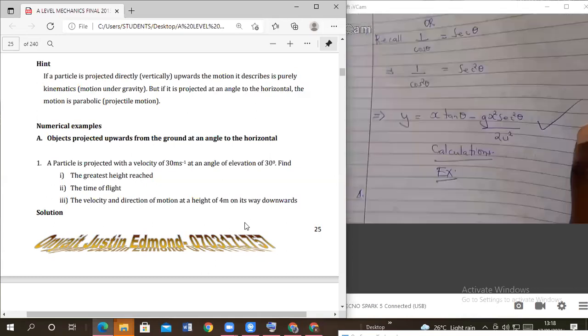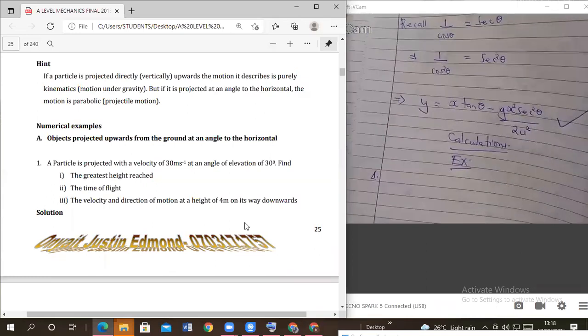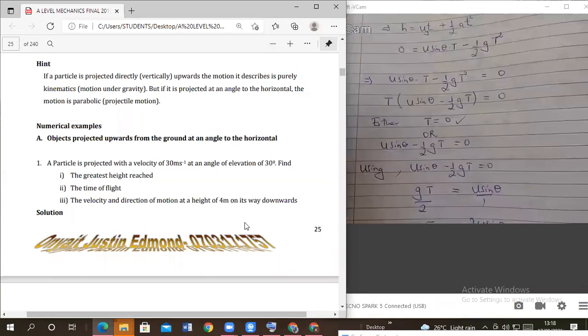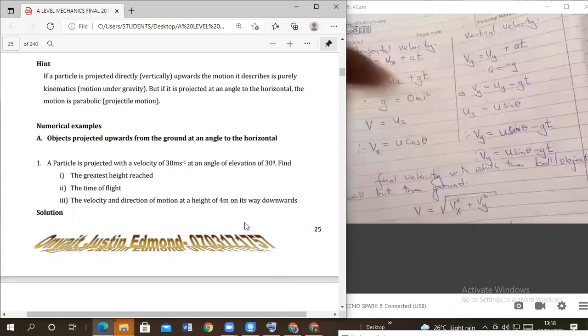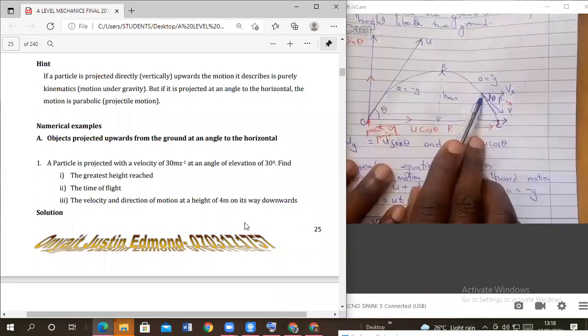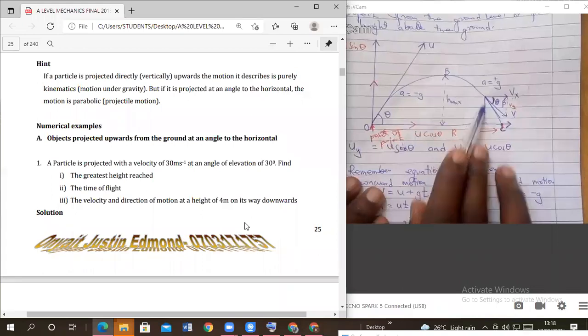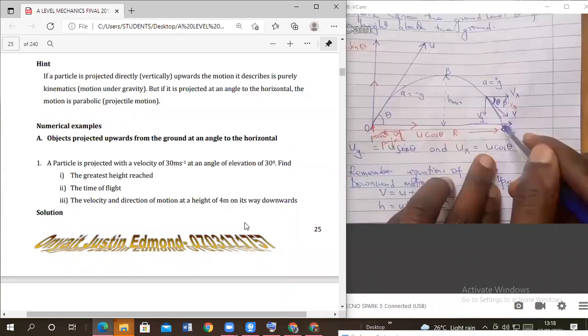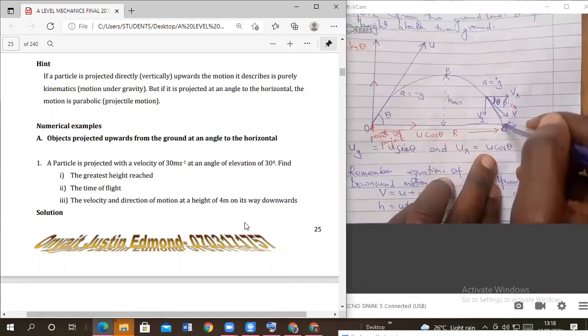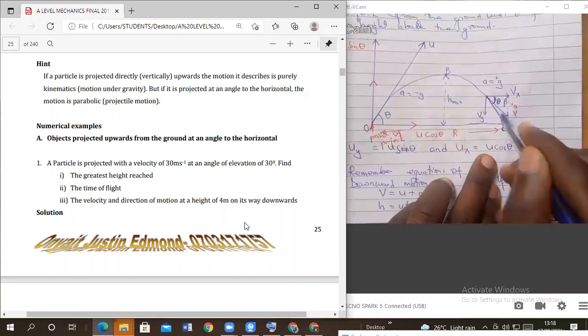The third question, the velocity and the direction they're asking for, is this one we were talking about here? I think it is this one. Because when it reaches the ground, at that point it has come to rest, which means the final velocity must be 0 because the body is being brought to rest.